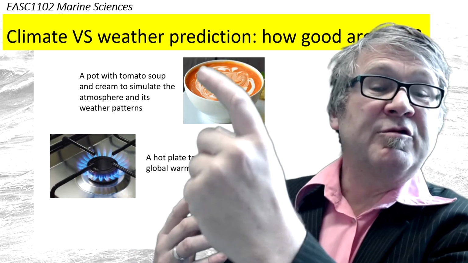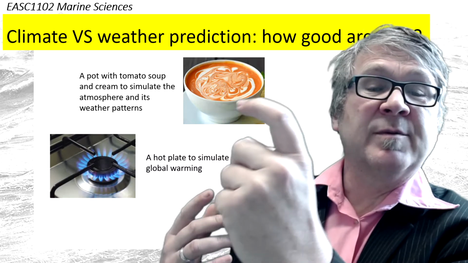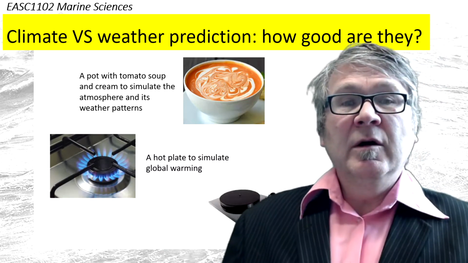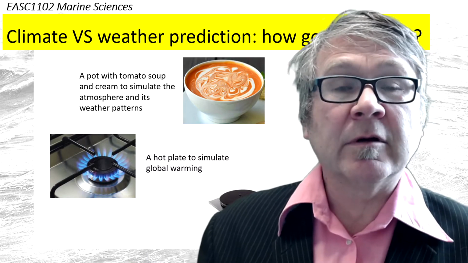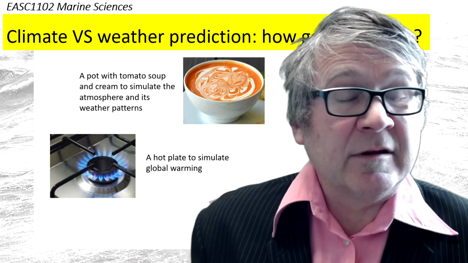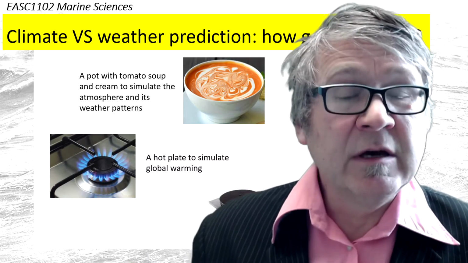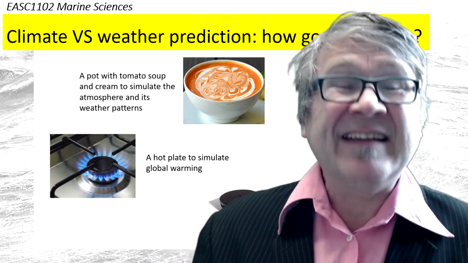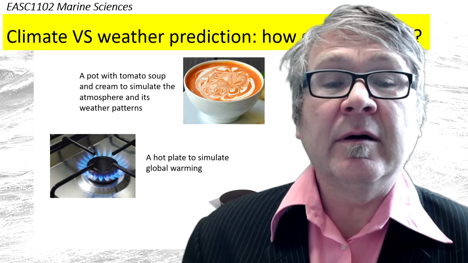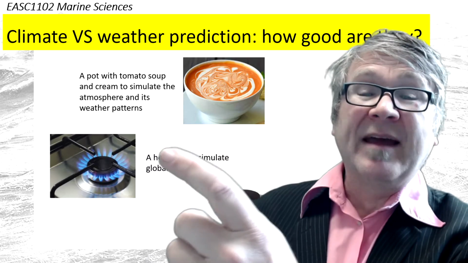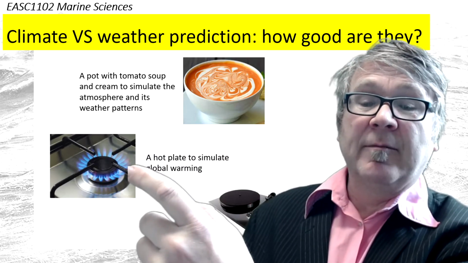You put some cream in it, you can see here, and you swirl it around. What you also need is a hot plate to simulate global warming, because that's essentially what happens. Global warming is a disturbance or a perturbation of heat fluxes, and it essentially heats up the atmosphere. You put your tomato soup on here.